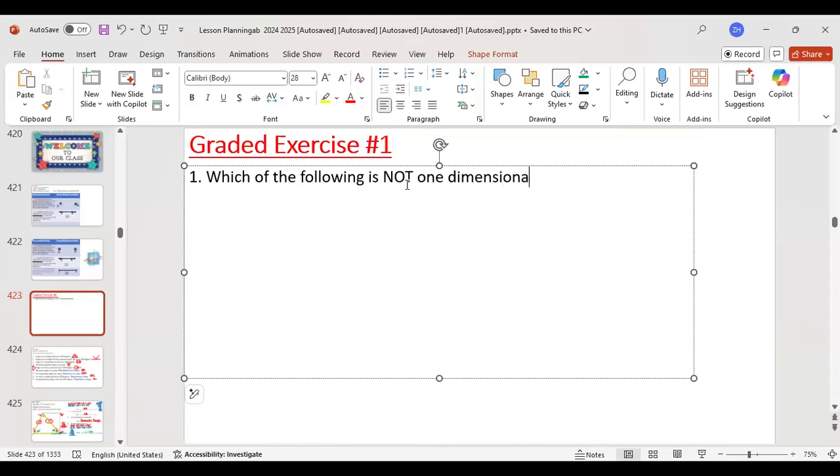All right, which of the following is not one-dimensional? Is it A, a line, B, a line segment, or C, a point?